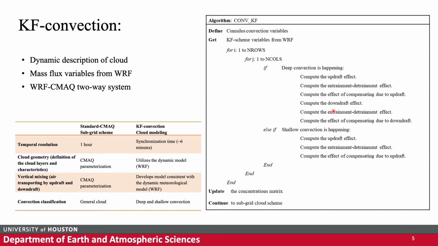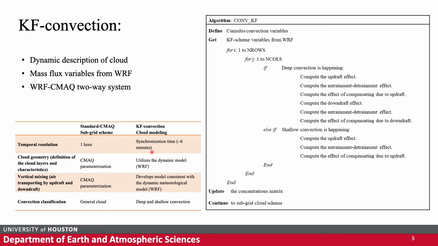And we have the downdraft effect computation, which starts from the precipitation layer to the downdraft bottom layer. Then we compute the entrainment and detrainment of the downdraft, and at the end, the compensating effect due to the downdraft. The shallow convection is the same as deep convection, but it only happens for the updraft. At the end, we update the concentration matrices and continue to the rest of the scheme.